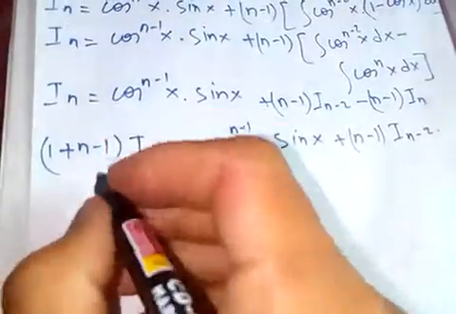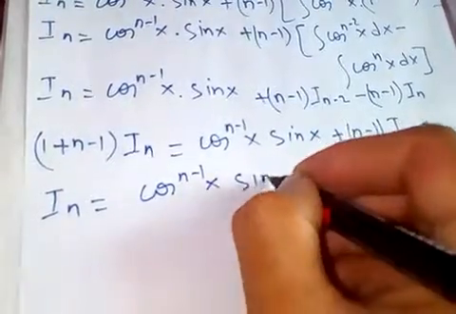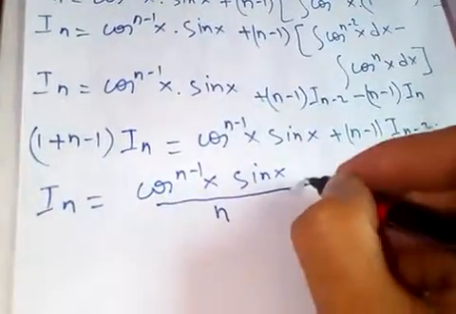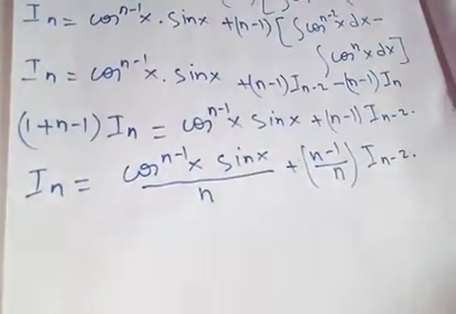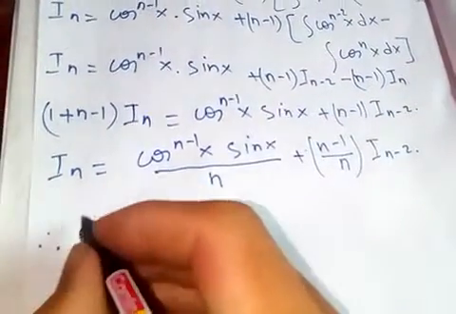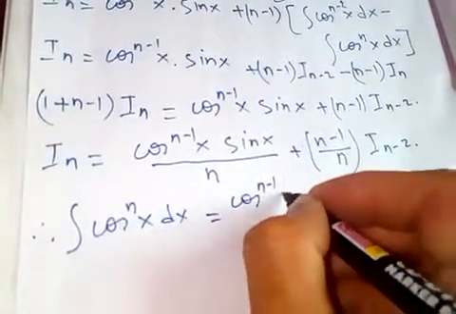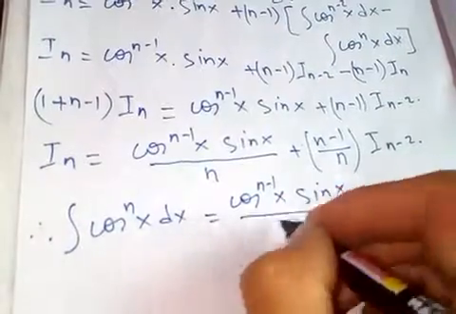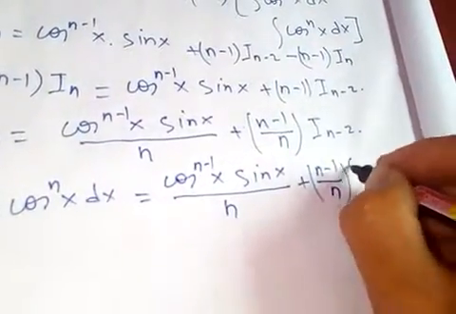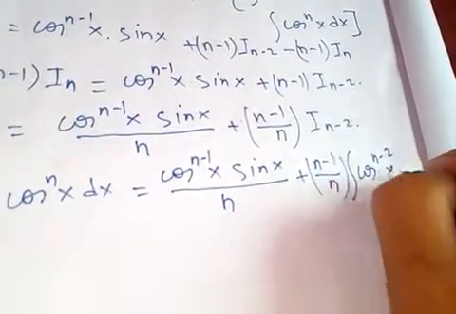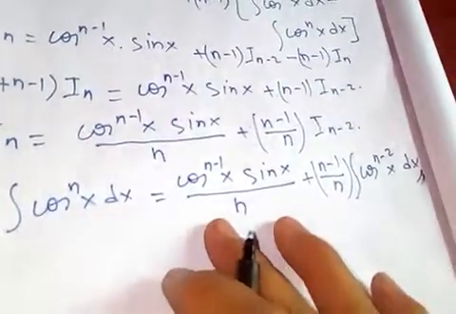So our integral I n will be cos^(n-1) x sine x over n plus n minus 1 over n times I n minus 2. Let's rewrite them. I n, the integral of cos^n x dx, is cos^(n-1) x sine x over n plus n minus 1 over n times the integral of cos^(n-2) x dx. This is our required reduction formula for the cosine function.